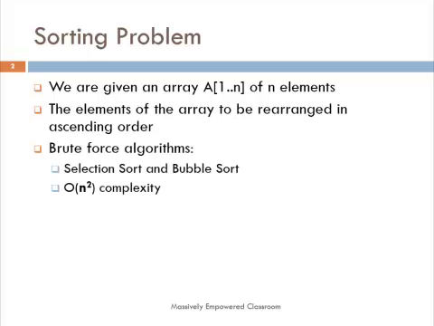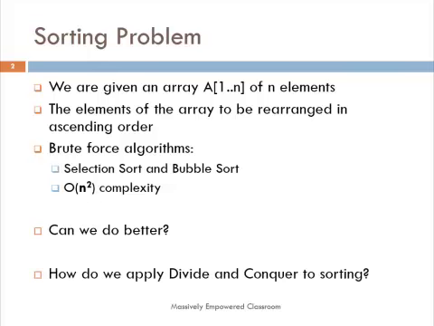That's the sorting problem. We've already looked at two sorting algorithms when we studied brute force algorithms, selection sort and bubble sort, and we know that both of them give an order n squared complexity. So if the array has n elements, in the worst case, the number of comparisons required to sort the array is of order n squared. So how can we do better than that? How do we apply divide and conquer to the sorting problem to obtain better efficiency than order n squared? That is what we will study in this lesson.